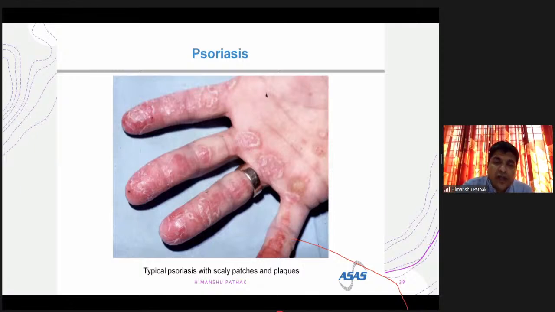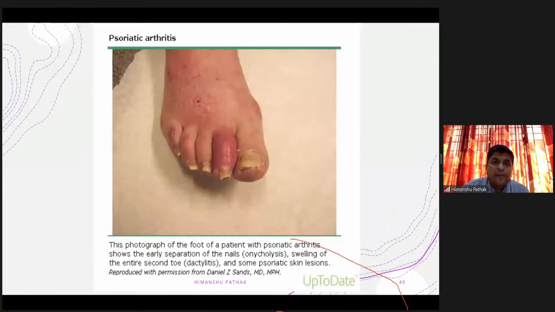About 20 to 30% of patients have a history of psoriasis. When you diagnose this, if you find a history of psoriasis, you know that this is ankylosing spondylitis or a spondyloarthritis spectrum disease. In psoriatic arthritis, you see dactylitis.